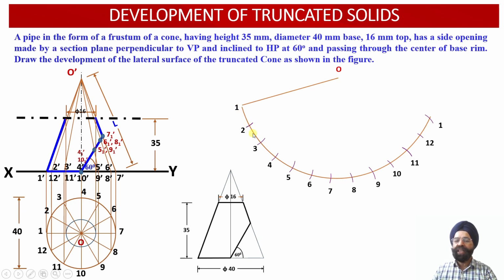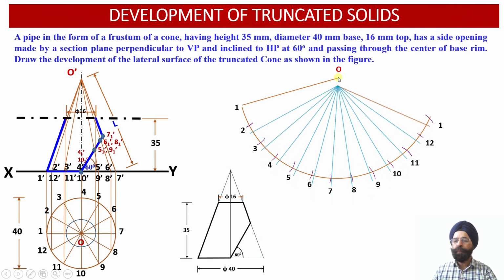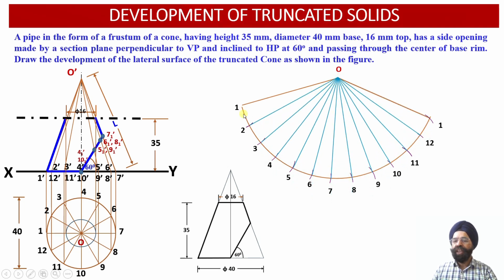So 12 arcs which are equidistant, corresponding to the 12 sectors of this cone, have been evaluated over here. Now we can join this apex point with all the points of the base as they are obtained into the developed surface area over here. So this is the development of the uncut cone that we have drawn over here.